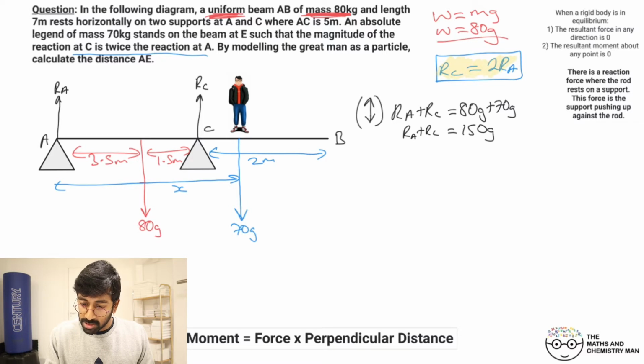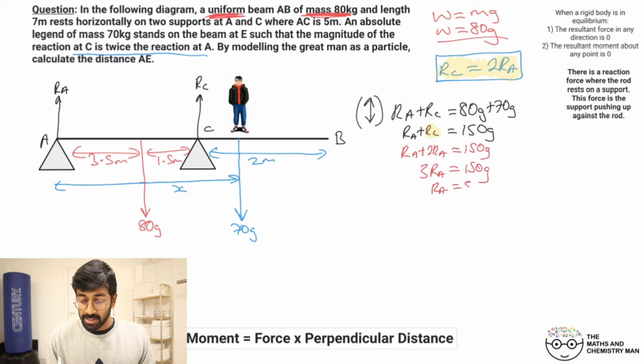We were told RC is just equal to 2 lots of RA. So what I want to do now is do some substitution. Because instead of writing RC here, I can substitute that for 2RA. Which means I've got RA plus 2RA is equal to 150g. Therefore, I can say 3RA is 150g, which means RA is just 50g.